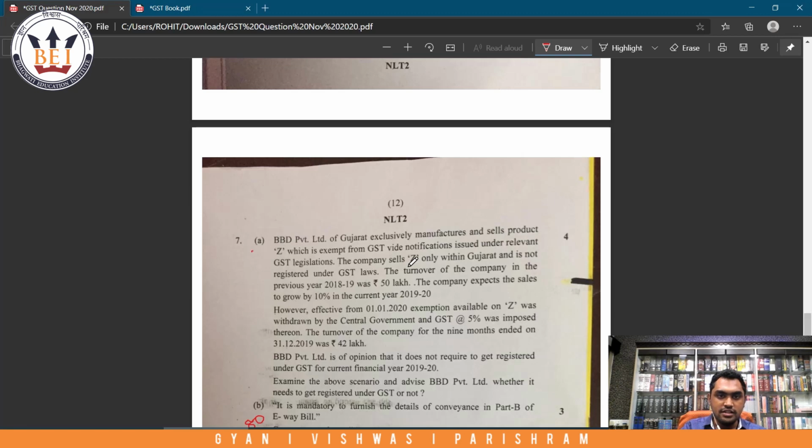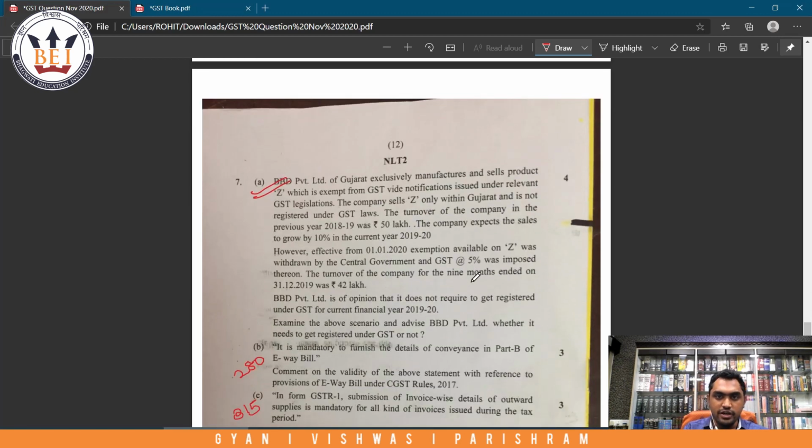Okay. Then question number 7A. I hope you remember persons not liable to register. We studied one entry there telling that a person who is supplying exclusively exempt goods or services is not liable to register.